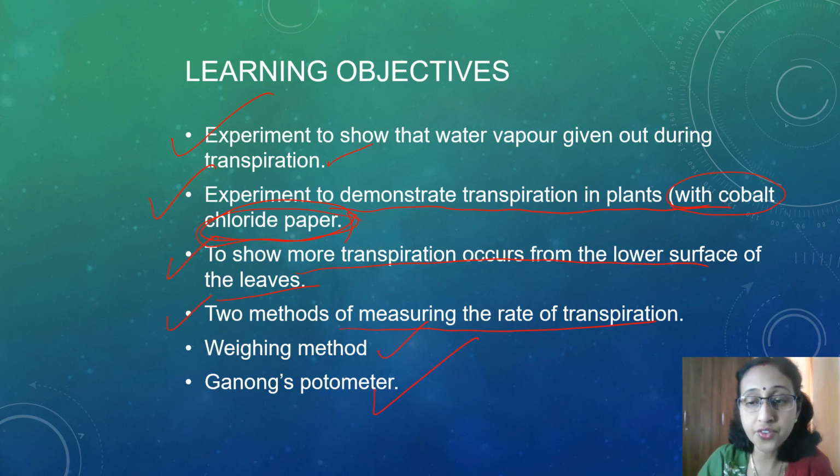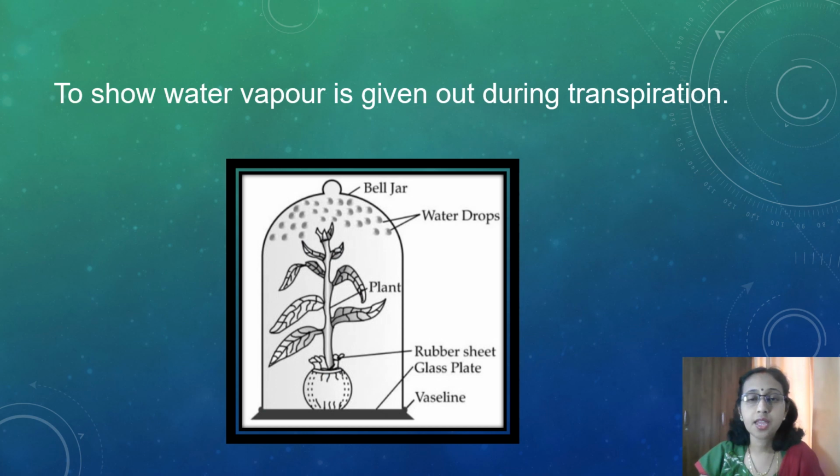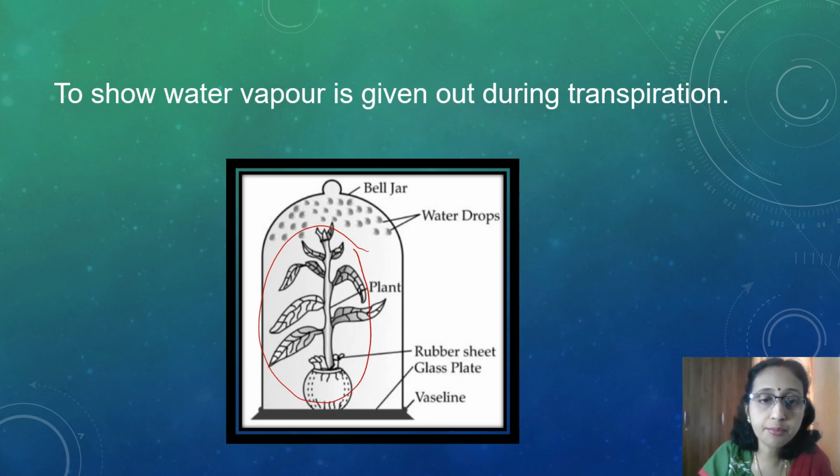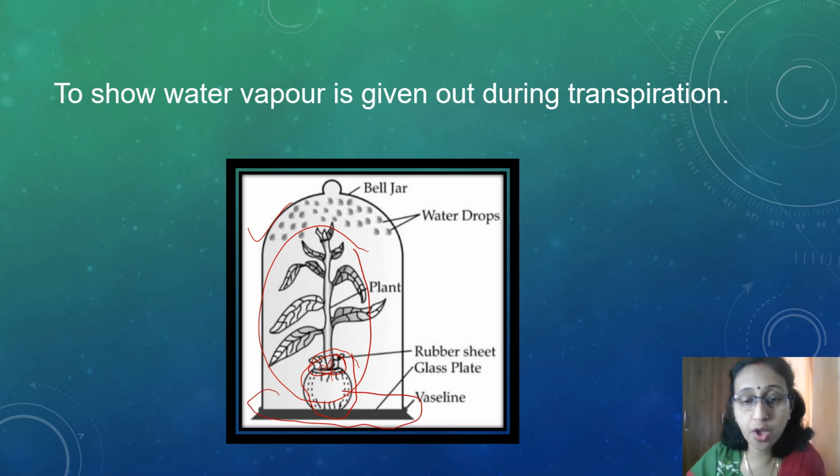Okay, so let us start with the first experiment. Here we are with the first experiment to show that water vapor is given out during transpiration. In this diagram we can see a potted plant covered by a bell jar. We have already covered the potted plant with a polythene bag tightly tied around the neck so that no evaporation takes place from the soil part. We have also put Vaseline on the sides of the bell jar so that no water can enter from the outside.